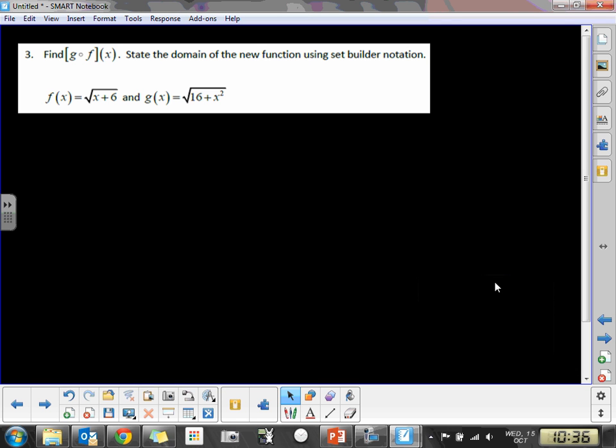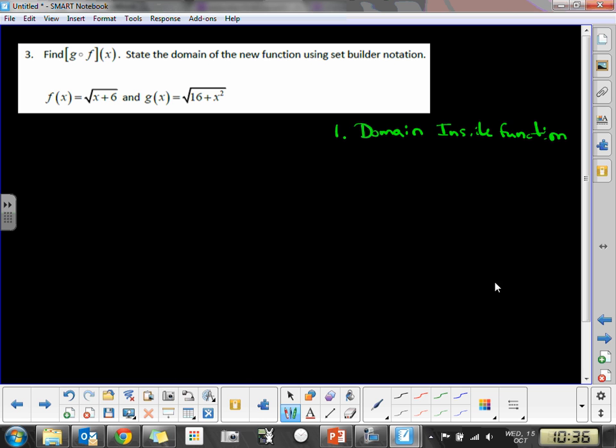Number 3 is a composition function problem, and we also want to pay attention to the domain. So we've got to be really disciplined remembering our steps on this. I'm going to outline our steps. Number 1, we want to find the domain of our input function, or our inside function. We want to do that right away. We don't want to forget that. Remember, we want to keep this domain.